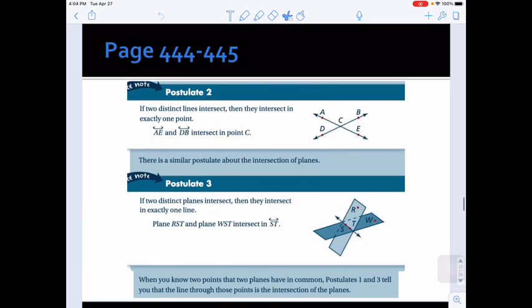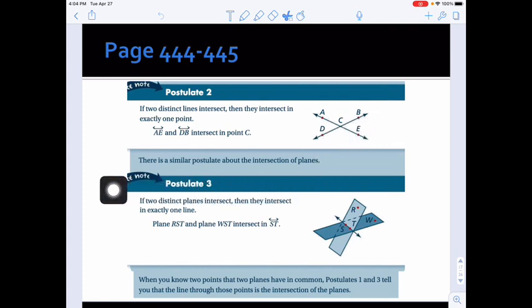On pages 444 and 445, we have postulates 2 and 3. Postulate 2 says if 2 distinct lines intersect, then they intersect in exactly one point. Line AE and line DB intersect in point C. So here's AE, here's DB. They intersect right here at point C.